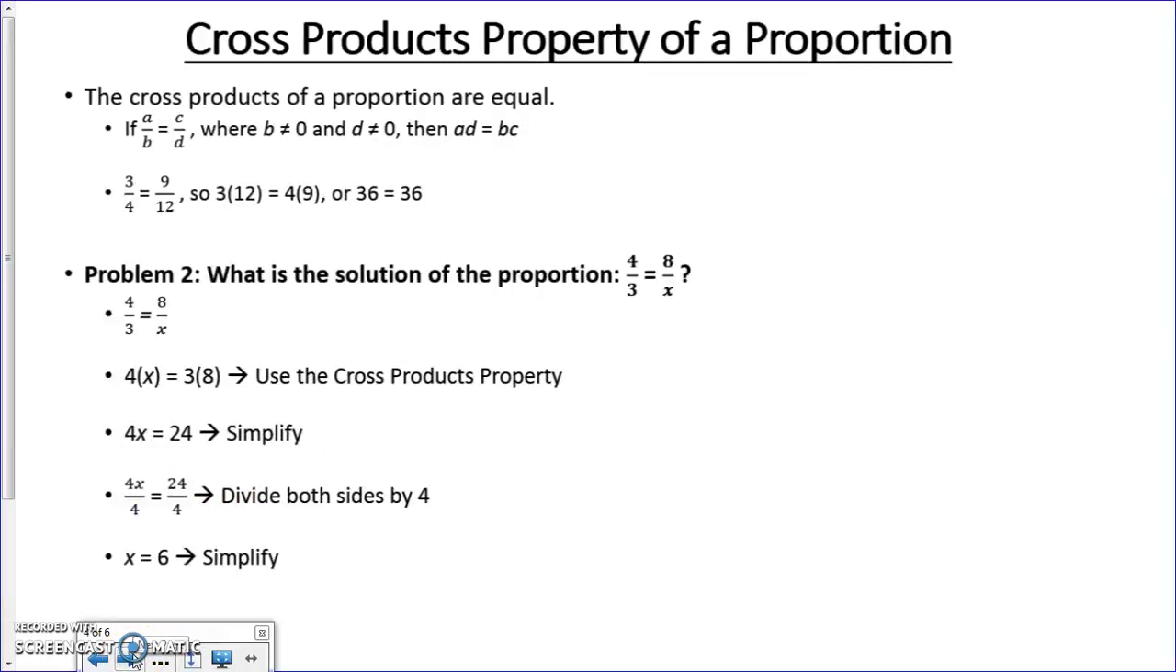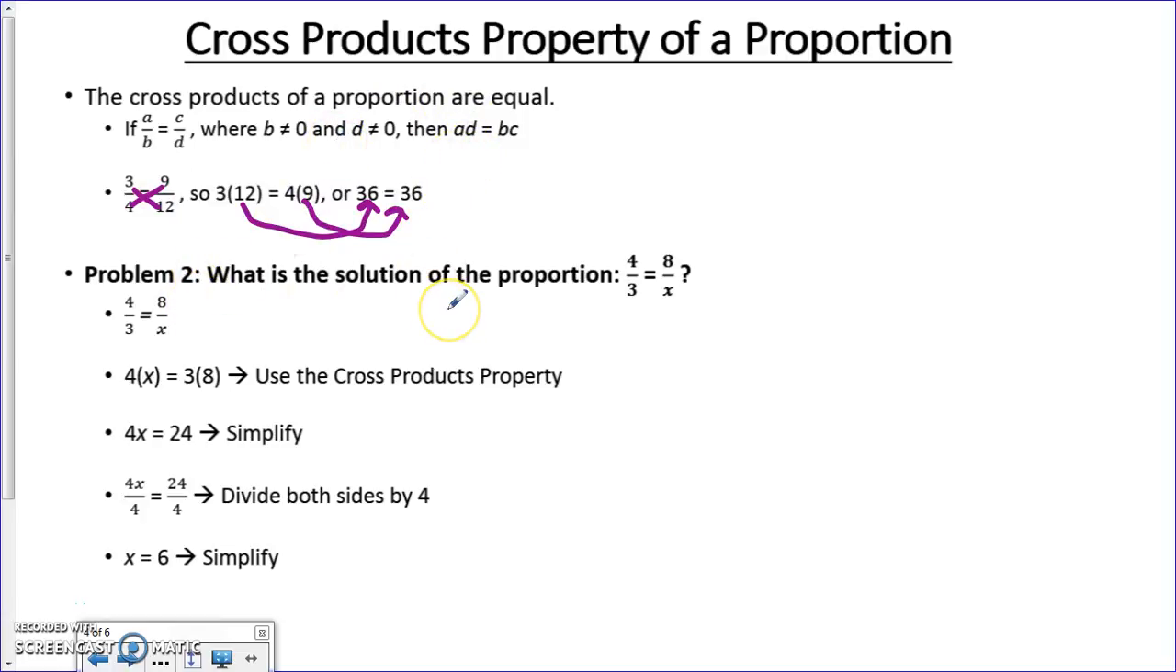However, we can also solve proportions using the cross products property. The cross products of a proportion are equal, just like we saw in the vocab. This is just the same definition. With numbers, 3 over 4 equals 9 over 12. If we cross multiply, 3 times 12 equals 4 times 9. You can see 3 times 12 is 36, and 4 times 9 is also 36. That's why cross products are equal.